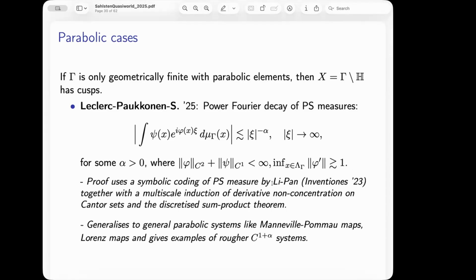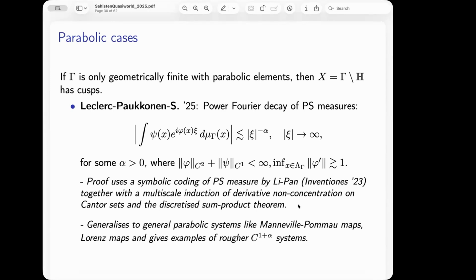This coding was introduced by Lee and Pan in one of their papers, where they studied more general geometrically finite groups and the mixing properties of flows there. This coding was very convenient because it had the right properties we need to build the thermodynamical formulas and then create an environment where we can use some sum-product theory in a similar fashion.